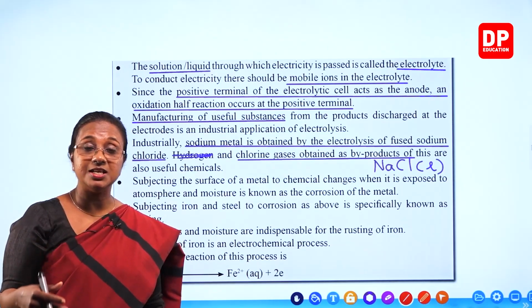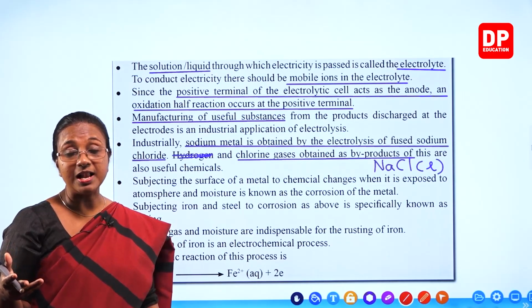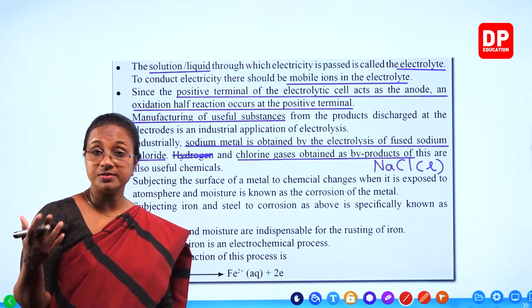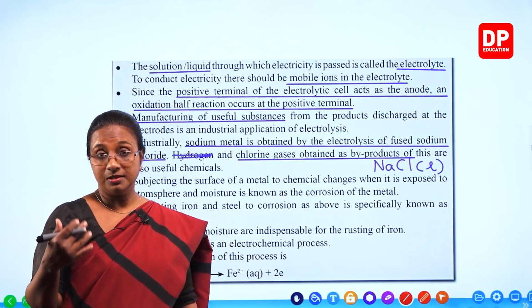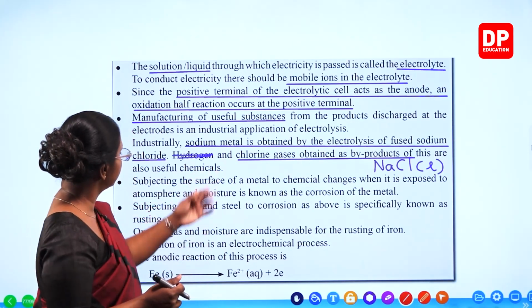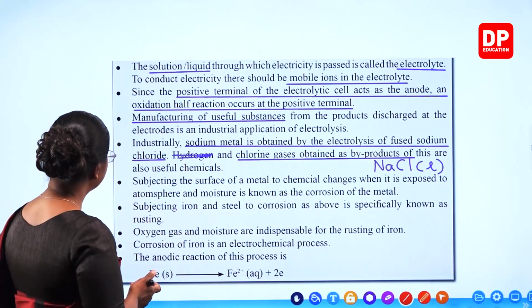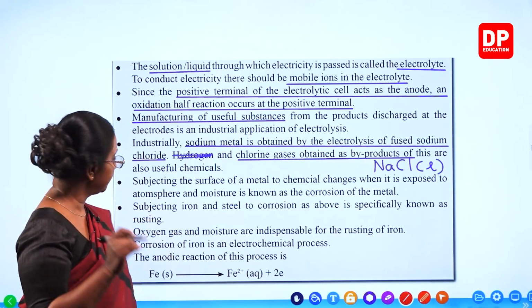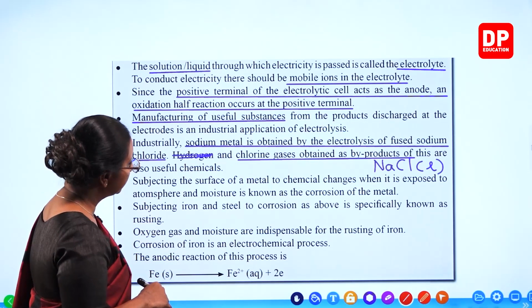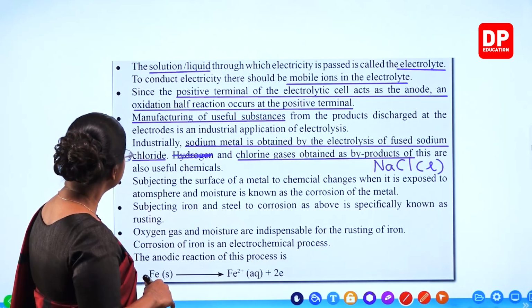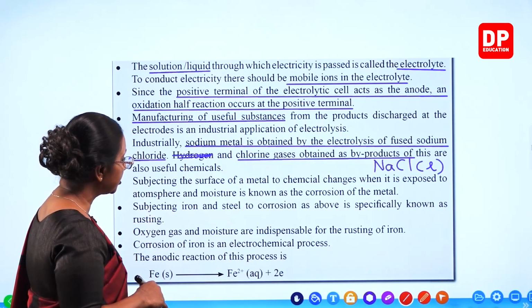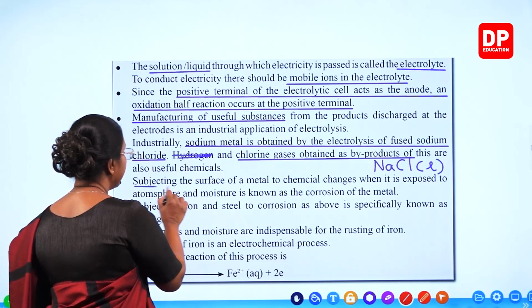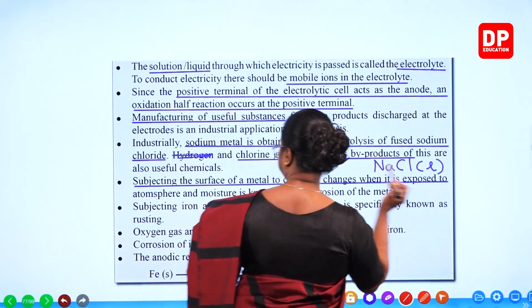Chlorine gas obtained as byproduct is also useful. You can remember bleaching of paper, bleaching of pulp, cleaning pools, cleaning water that is used for drinking, water supply, or even bottled water, purifying water. For that they use chlorine gas. Then, subjecting the surface of a metal to chemical changes when it is exposed to atmosphere and moisture is known as the corrosion of metal. So, this is the next topic that we discuss.